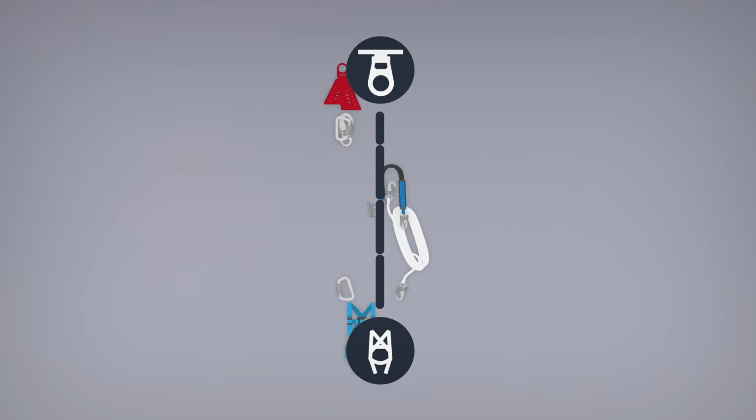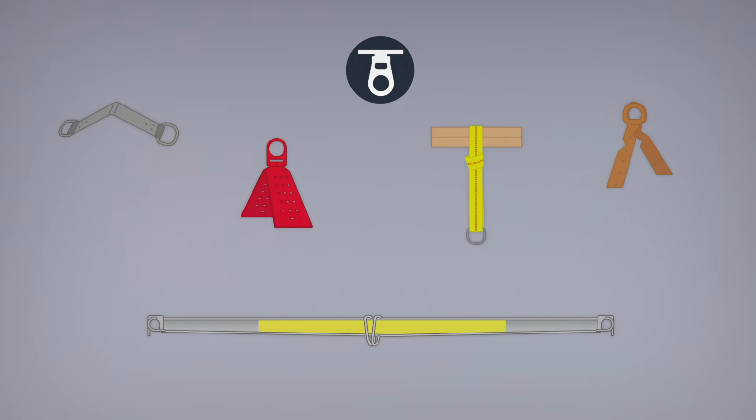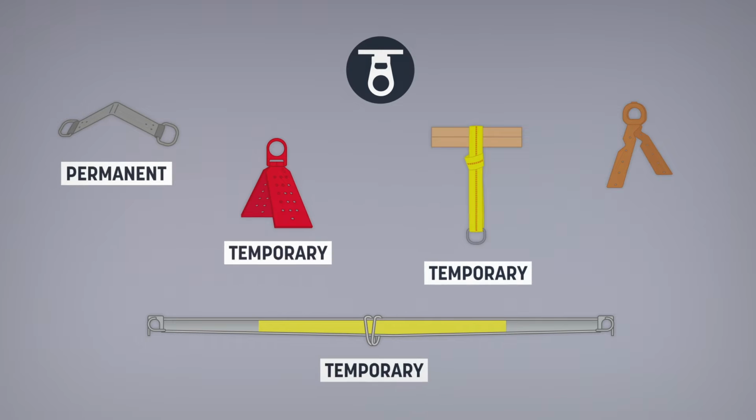In a fall arrest system, the anchor is the attachment point of the system. There are many different types of anchors designed for different uses. This video presents anchors for fall arrest systems only. Anchors can be permanent or temporary. There are also disposable models designed for single use.